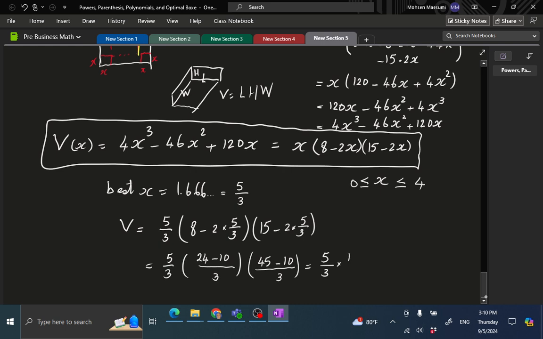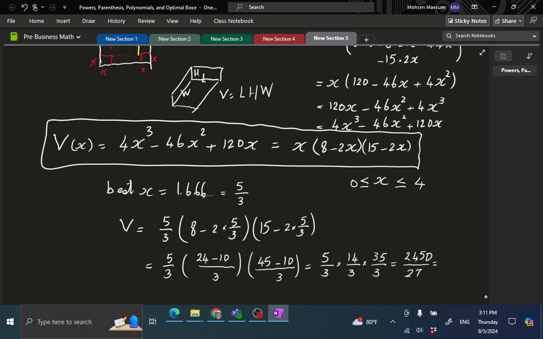5/3 times 14/3 times 35/3. And 3 times 3 times 3 is, of course, 27. And 5 times 14 times 35, you find that with your calculator. So 5 times 14 is 70, times 35 is 2450.